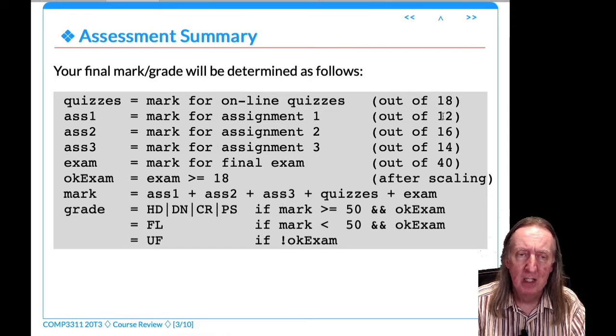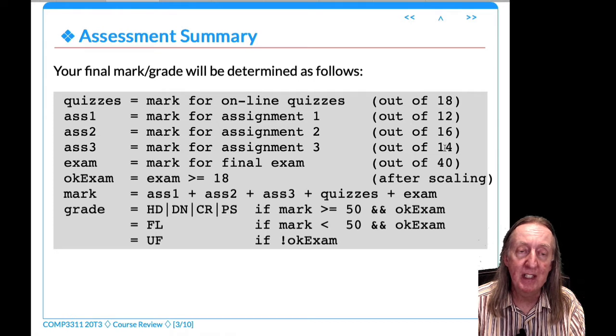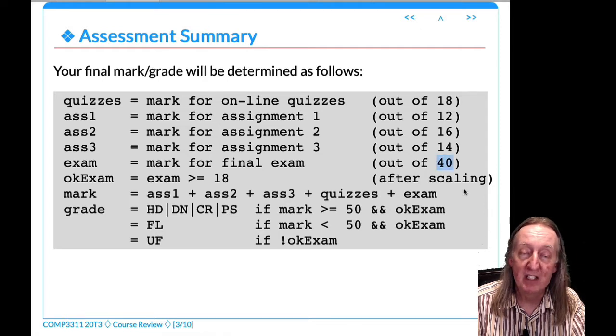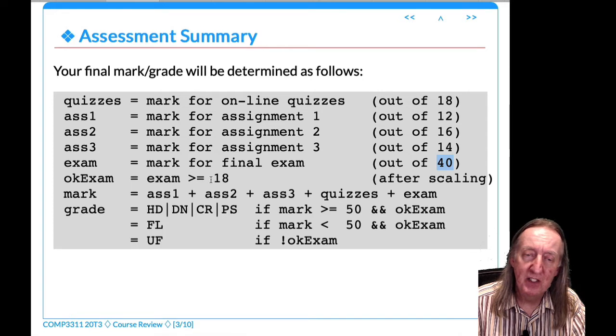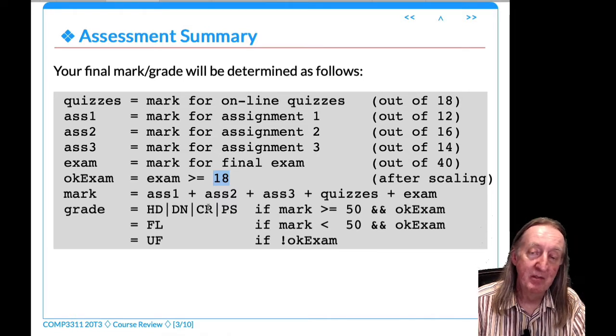And then the various assignments, assignment 3, you've probably finished quite recently. And then of course you're doing the exam, and that's out of 40. Normally I'd make it out of 100, but in these days of COVID, we have to put more weight on these other aspects. So you need to get a decent mark in the exam. You can see 18 out of 40, that's not quite a pass, but you have to get close to a pass. And then we add everything up.